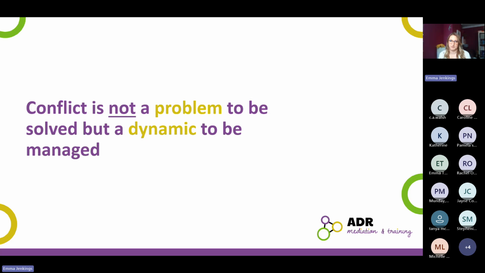But if you see conflict as a dynamic to manage between people, then I think that offers a bit more of a neutral framing of it. It's workable, therefore. It's not personal. There's no shame to be attached to conflict happening.